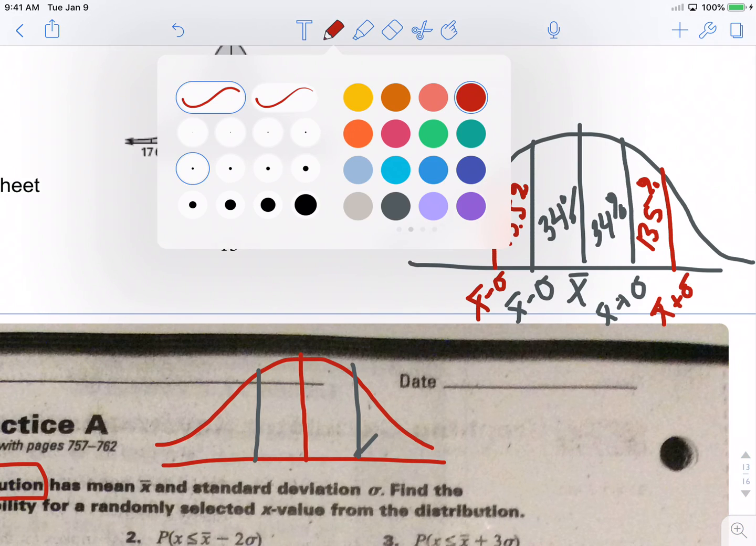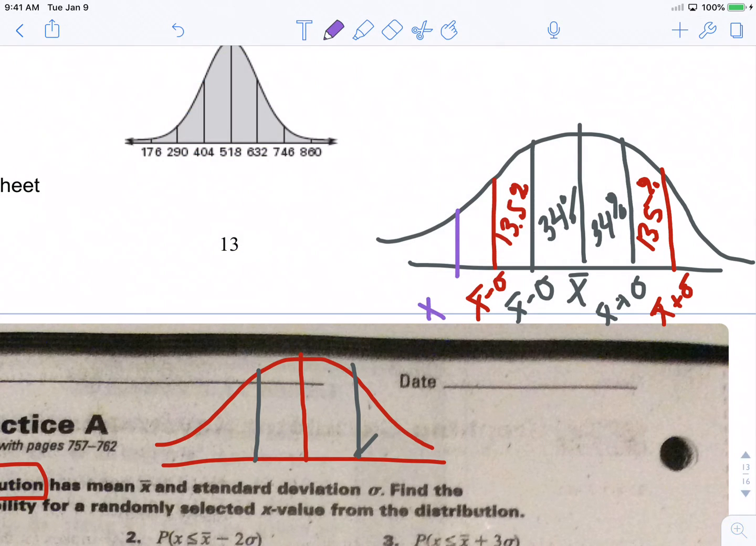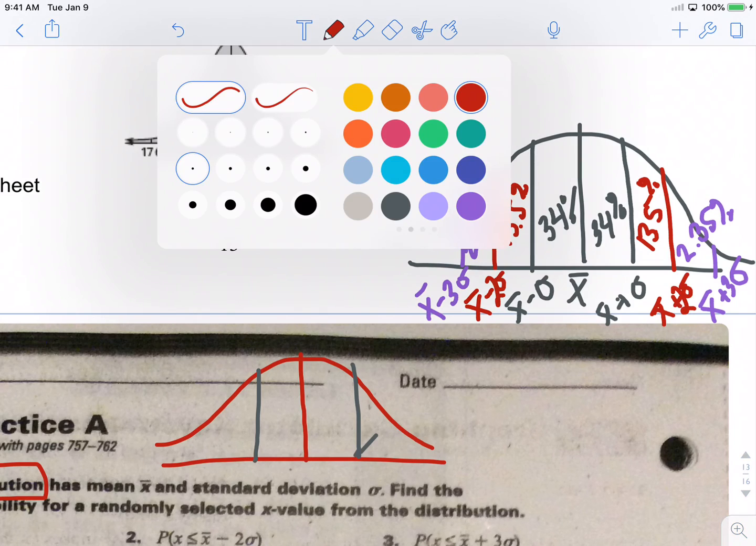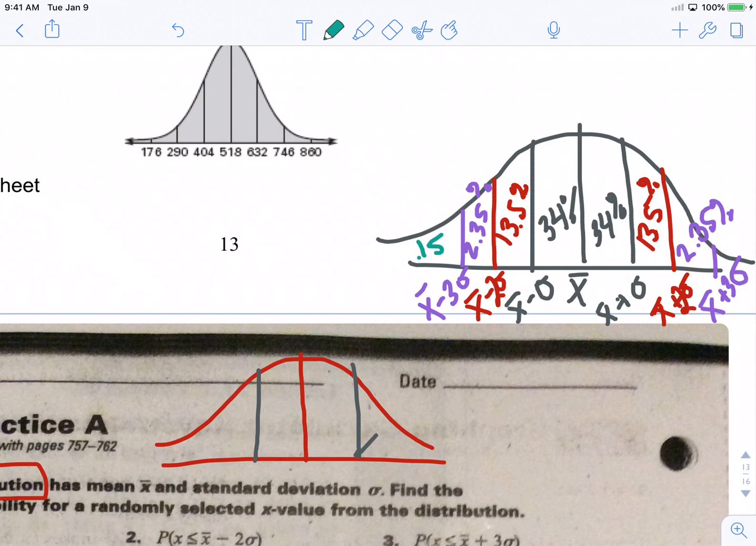And then if I go a third standard deviation, so my mean minus 3 standard deviations, or my mean plus 3 standard deviations, that is 2.35%. And then the last little percentage left is the 0.15. So that's the empirical rule.